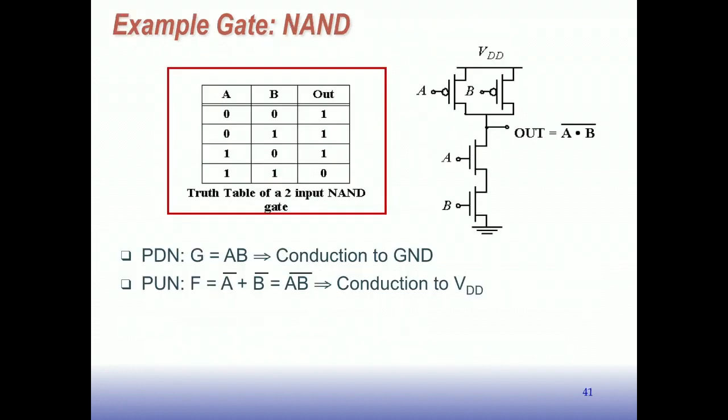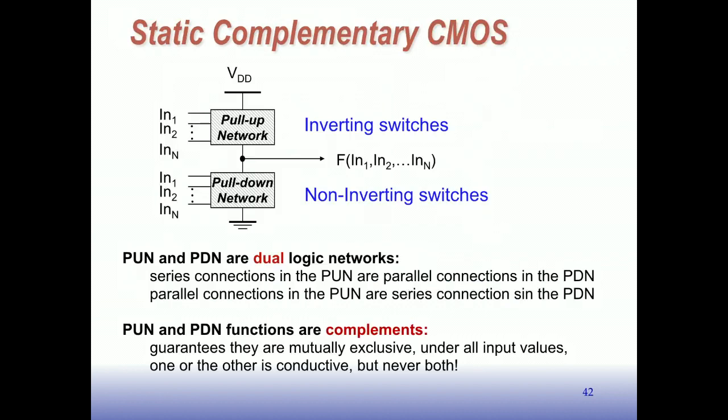So we can generalize this idea of implementing a logic function in a single gate. This is a generic static CMOS gate. There's a pull-down network. There's a pull-up network. And all the inputs go to both places, pull-up and pull-down. As I said, the pull-down network is some connection of N-type transistors, and the pull-up network is some connection of P-type transistors. To make this work right, the pull-up and the pull-downs are dual logic networks.